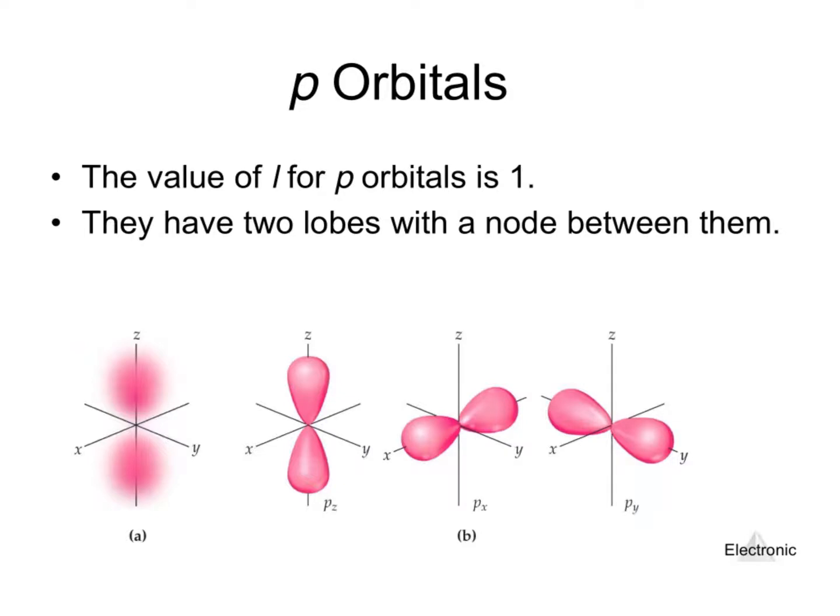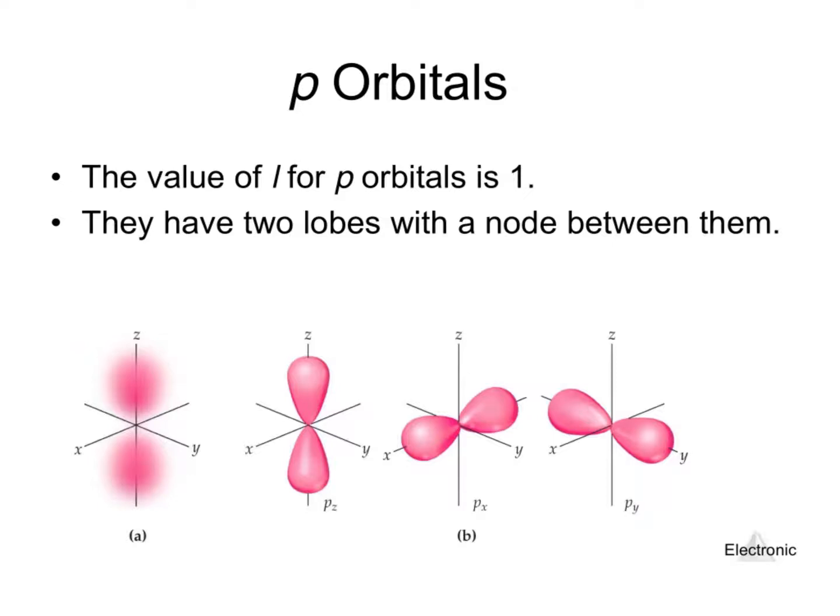The second type of orbital is a p orbital. You can see the shape here. A lot of times this is called a barbell shape. There's a node in between, and a node means an area where you will not find an electron. So there's this area of empty space in between. The value for L for a p orbital is 1. So if you see L equals 1, that's telling you that you have a p orbital.